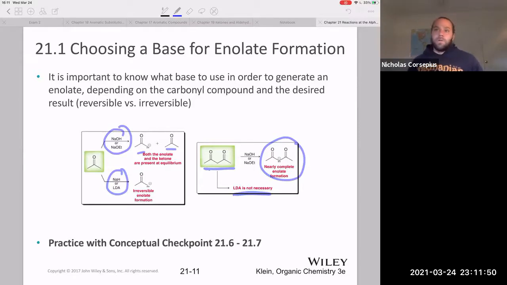Now, students will be like, well, couldn't I use LDA? Well, of course you can. The whole idea here is now factoring in the practicality of it. LDA is going to be way more expensive. Sodium hydride is going to be way more expensive than sodium hydroxide. So if you can get away with using sodium hydroxide, you're going to.